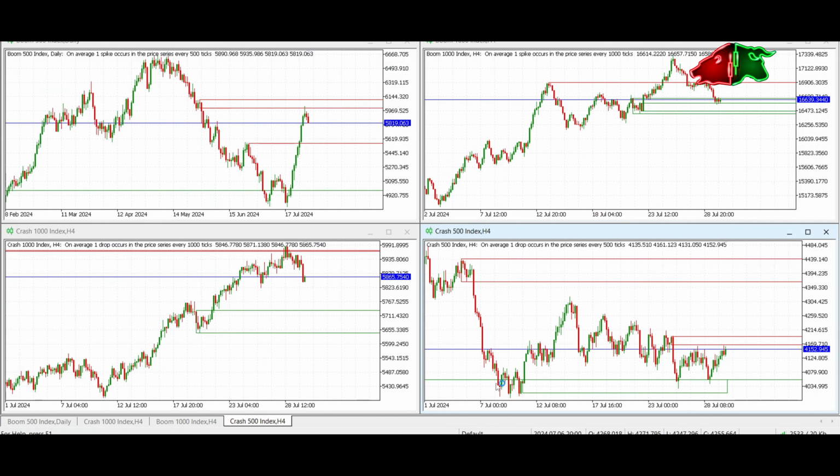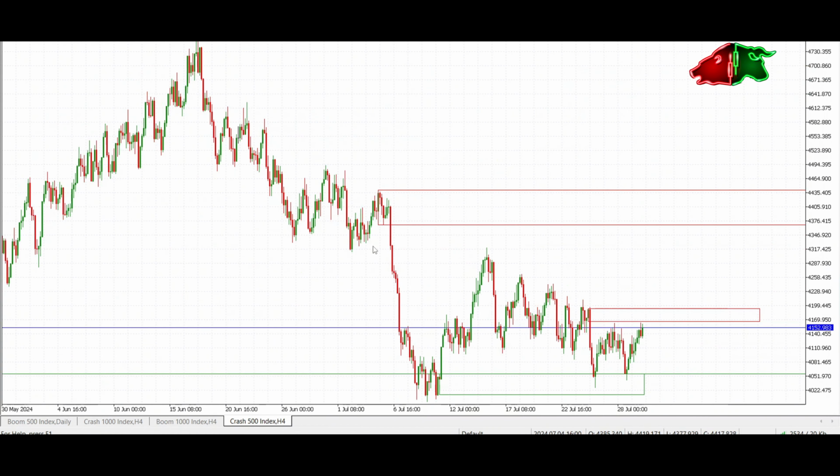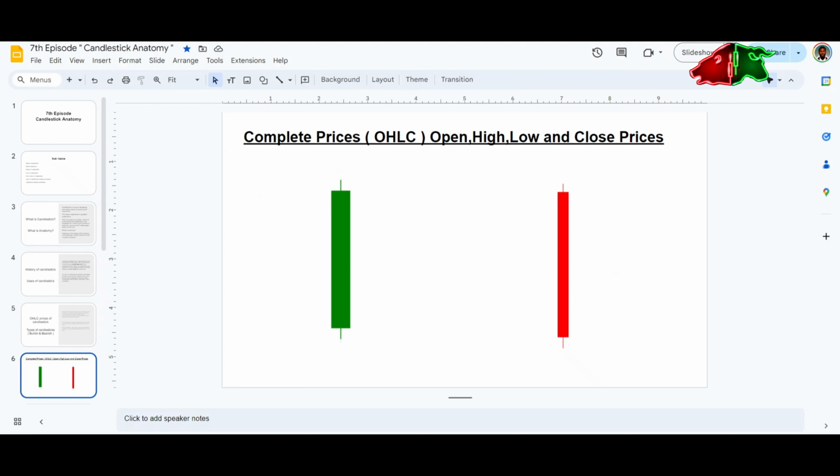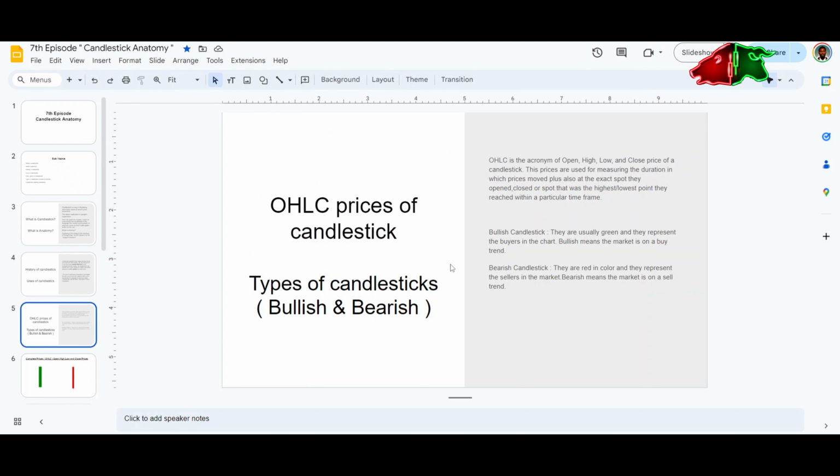Just like here. Yeah, see the red, the green. Let me increase it so you see. So the green, the red. You understand? So basically, that's what candlesticks are.